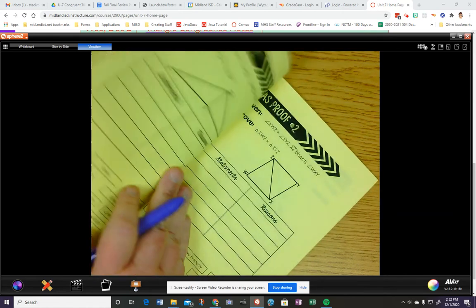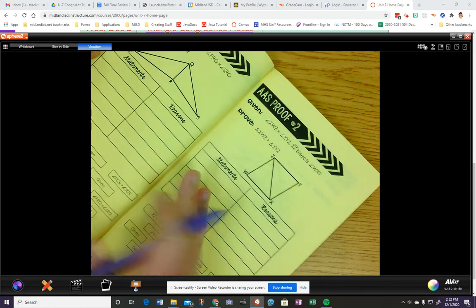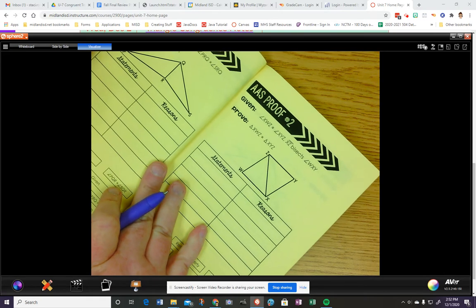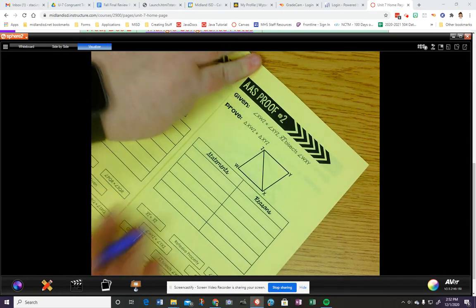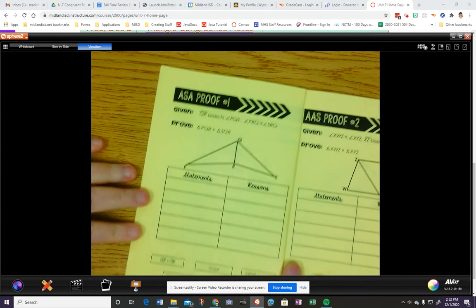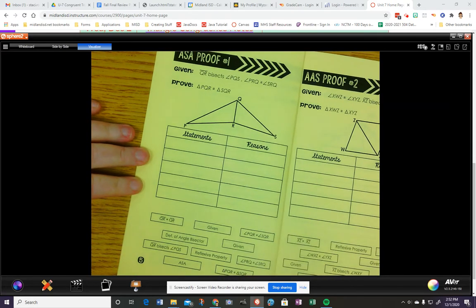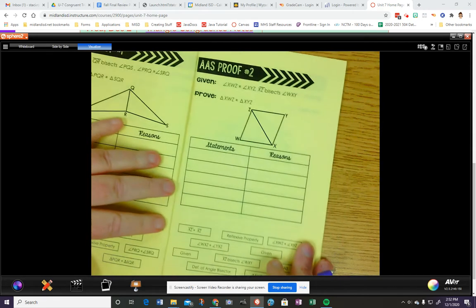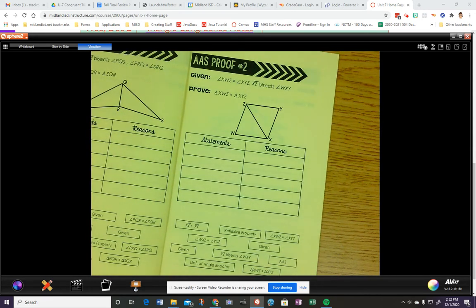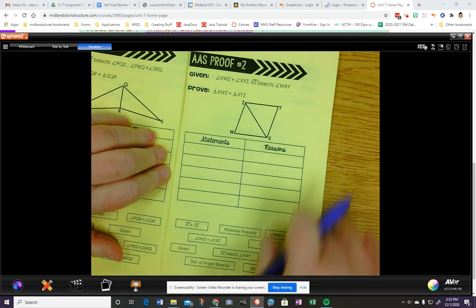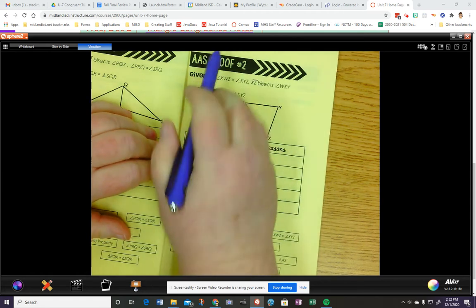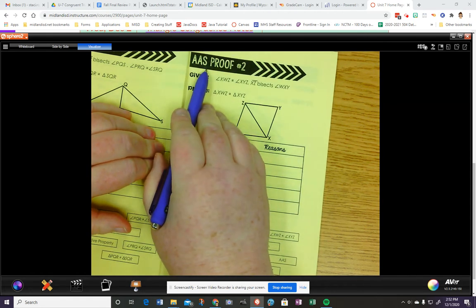Okay, let's jump to page 5. This is another one that we're going to prove. We're going to actually do page 8, this one right here. I know they got stapled out of order. That's okay. Page 8. So this says angle, angle, side.